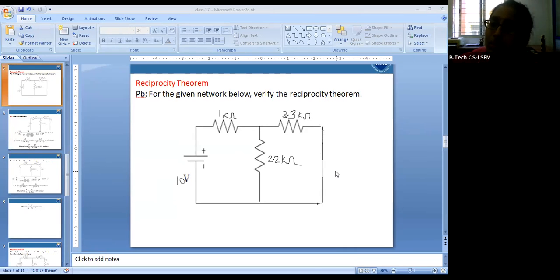We know that in the reciprocity theorem we take case 1 and case 2. Initially, for the given circuit in case 1, find the ratio between this voltage source and the response output here. Find the current in this path. Then in case 2, move the voltage source here, interchanging the positions. Get the voltage source here and find the current in this path.